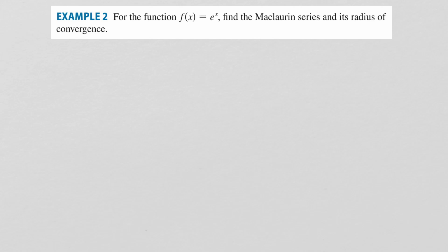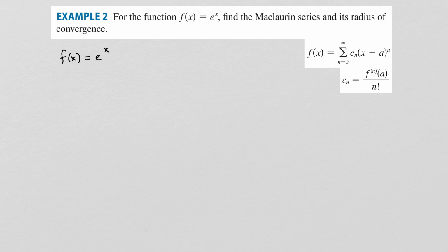Now in our second example, we want to find the Maclaurin series and its radius of convergence for the function f of x equals e to the x. And believe it or not, this is actually even easier than the last problem. Now, what makes this problem particularly simple is that we're talking about the function e to the x. And we'll just remind ourselves that we're looking for the constants Cn that we can plug into the formula here. And Cn is given by the nth derivative evaluated at a. In this case, a is 0 because we're talking about a Maclaurin series.